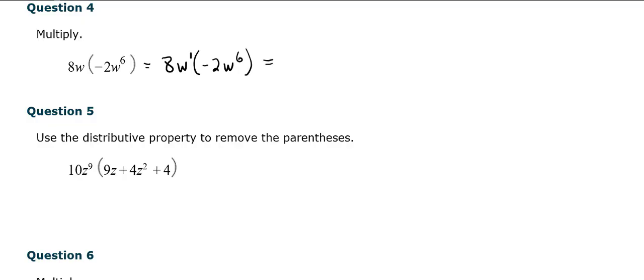So 8 times negative 2 is negative 16. And w to the first times w to the sixth, remember, the base stays the same and we add the exponents. So 1 plus 6 is 7.